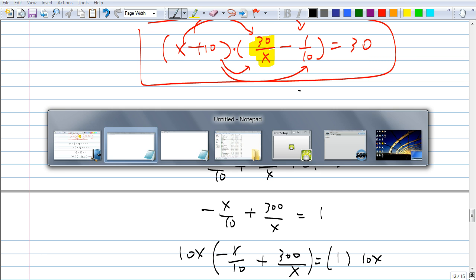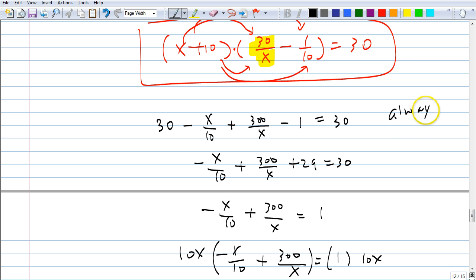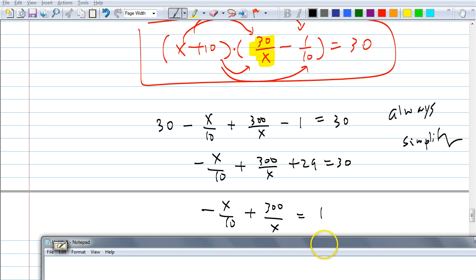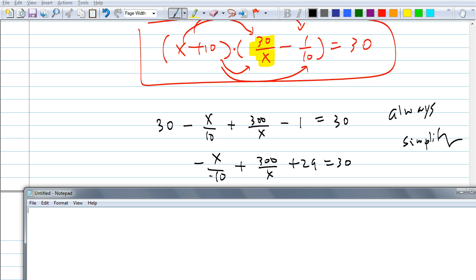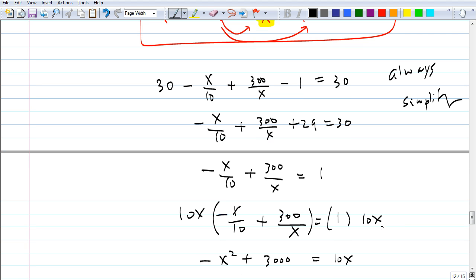So did you all get, when you simplify, you should always simplify, right? Always simplify. So when you do this, listen. I added 30 and negative 1, you get 29, and then I subtracted 29 from both sides. So you get negative x over 10 plus 300 over x equals 1. Multiply both sides by the LCD, which is 10x. When I do this, I simply get negative x squared plus 3,000, the x's cancel out, equals 10x, right? You've got to multiply both sides by 10x.